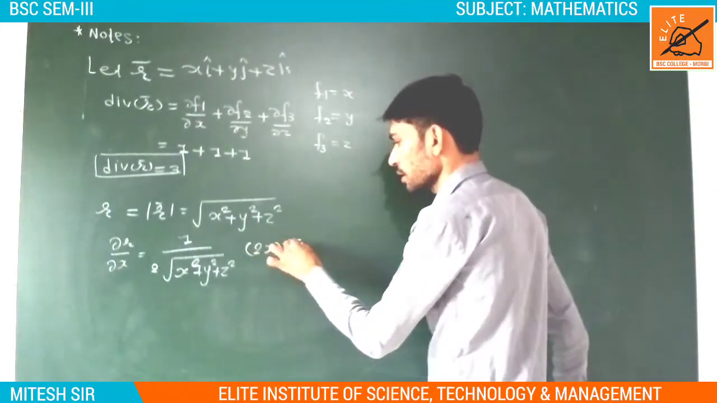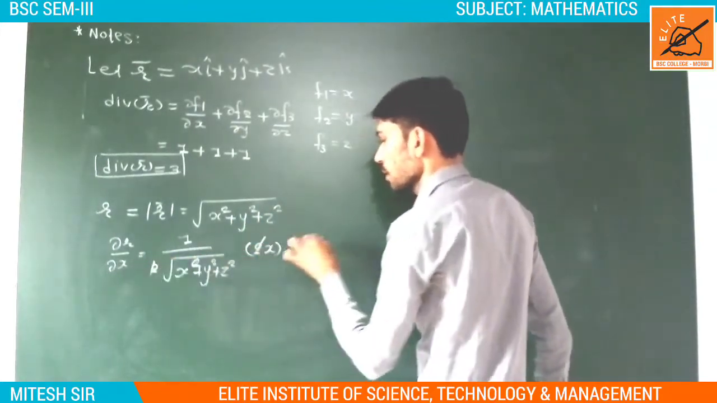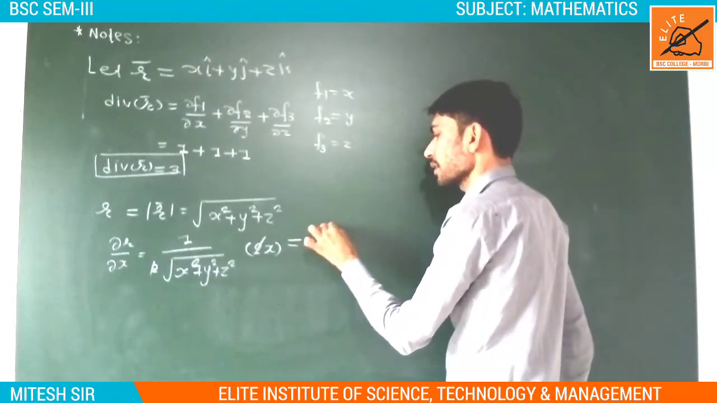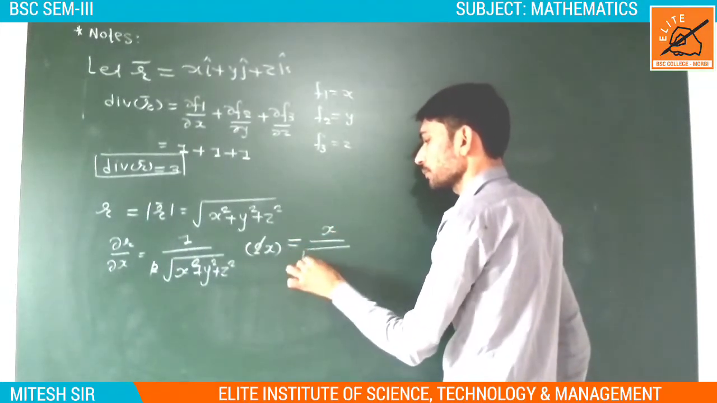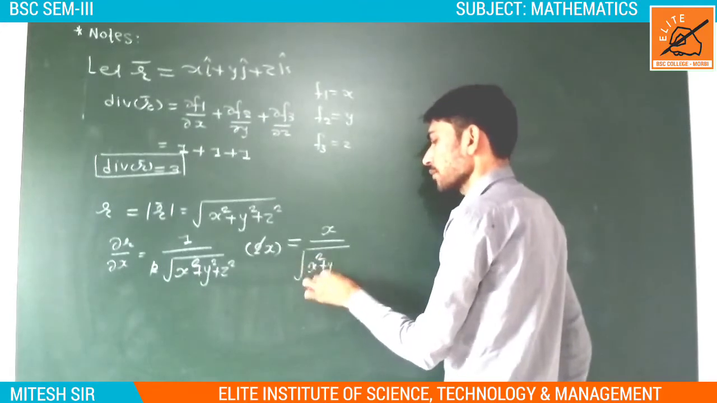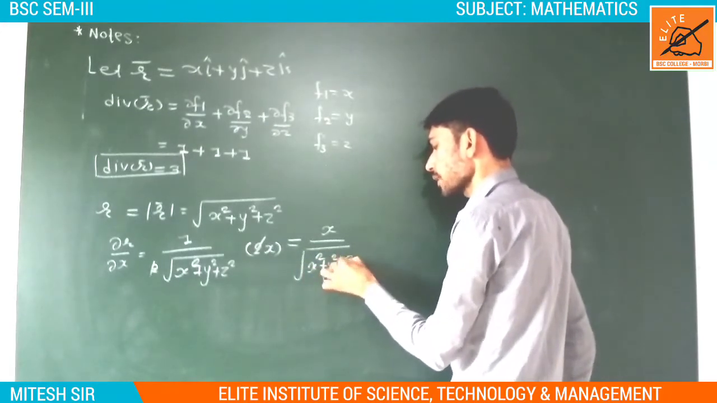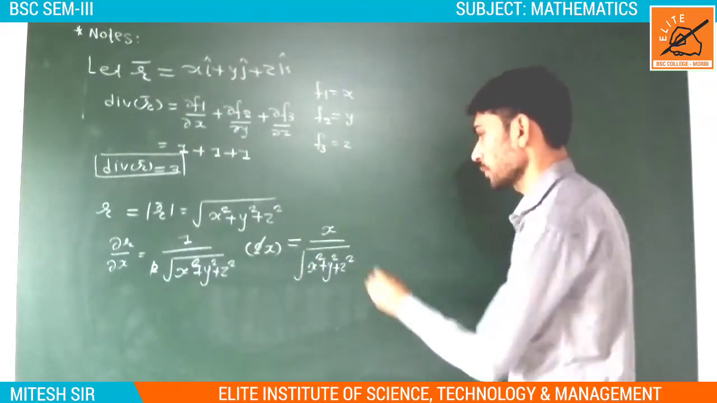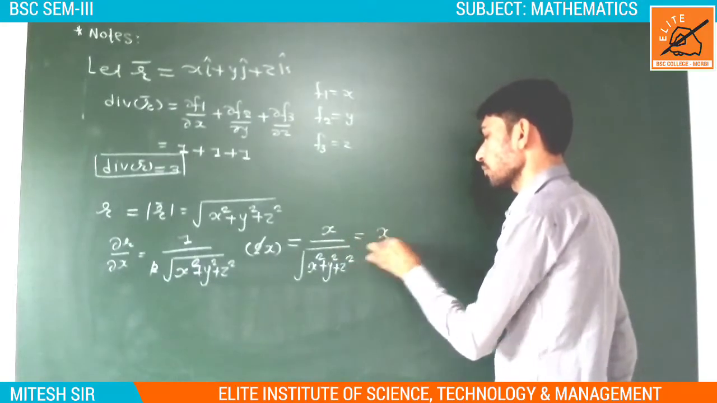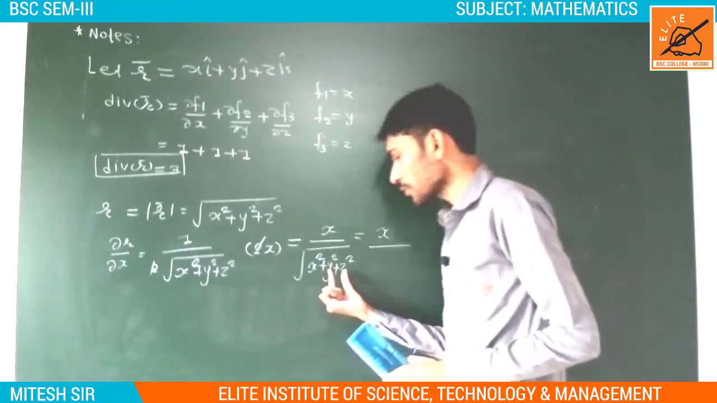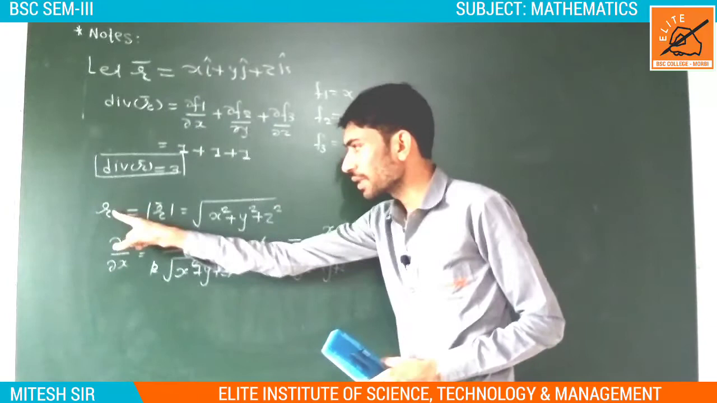So if we solve this, here the 2 cuts. The value of del r by del x is x upon under root x square plus y square plus z square, which is equal to x upon r, because under root x square plus y square plus z square is nothing but r.